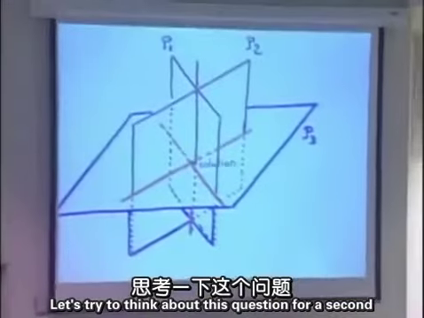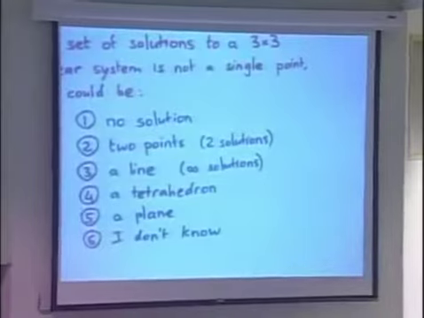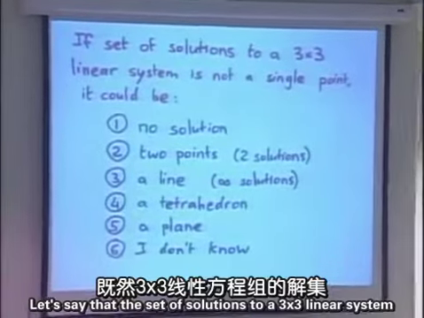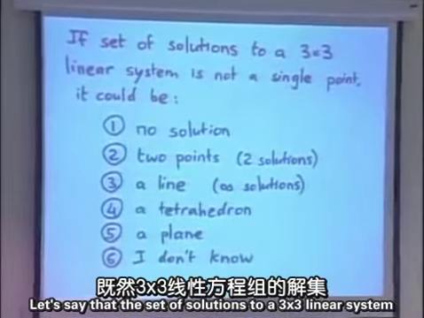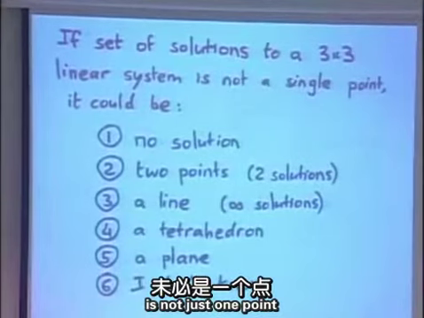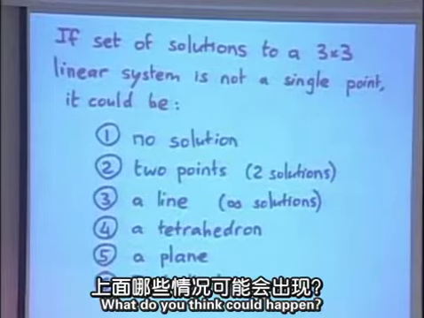Let's try to think about this question for a second. Oh, sorry, too far to the left. So let's say that the set of solutions to a 3x3 linear system is not just 1 point. So we don't have a unique solution that we can get this way. What could happen? What do you think could happen?